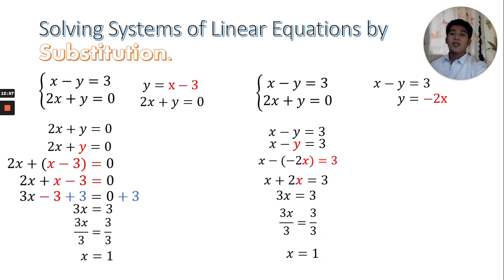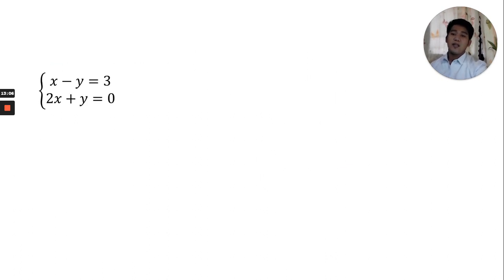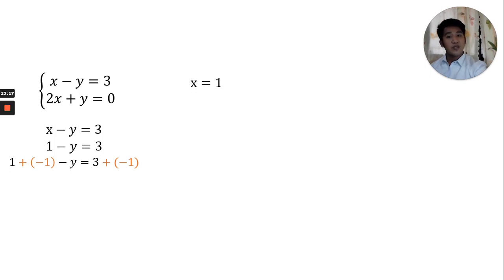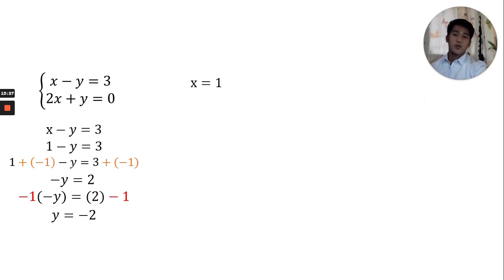Okay? Next, after getting the value of one variable, we're going to substitute it into any of the original equations. Let's say the first equation, x minus y equals 3, and the value of x is equal to 1. Substitute. Therefore, we have 1 minus y equals 3. Then, by the addition property of equality, it will give us negative y equals 2. Then multiplying both sides by negative 1, so the y will be positive, y is equal to negative 2.